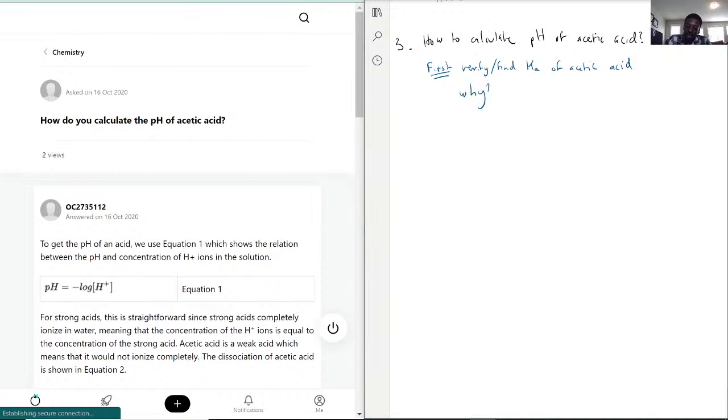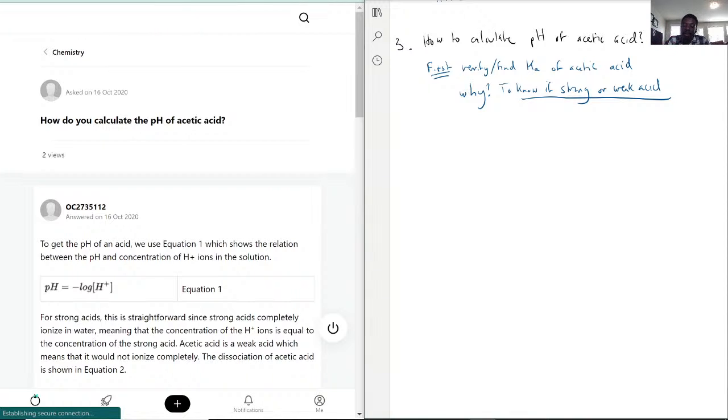Because we want to know if it's a strong or a weak acid. Why do we need to know that? Because knowing whether it's a strong or weak acid could save you a lot of work. Strong acids and weak acids dissociate differently.